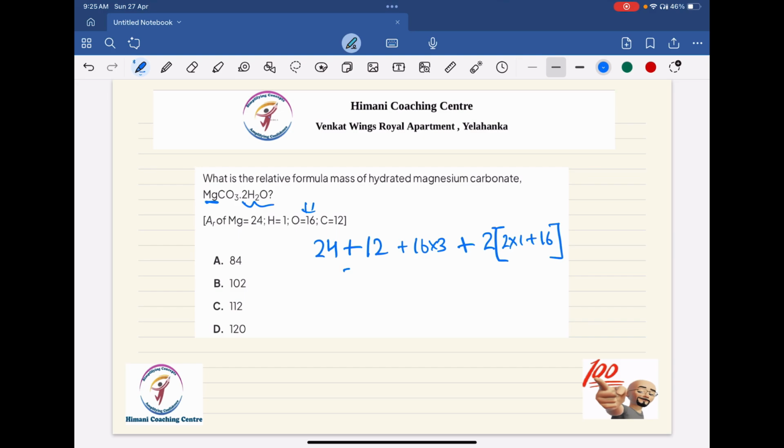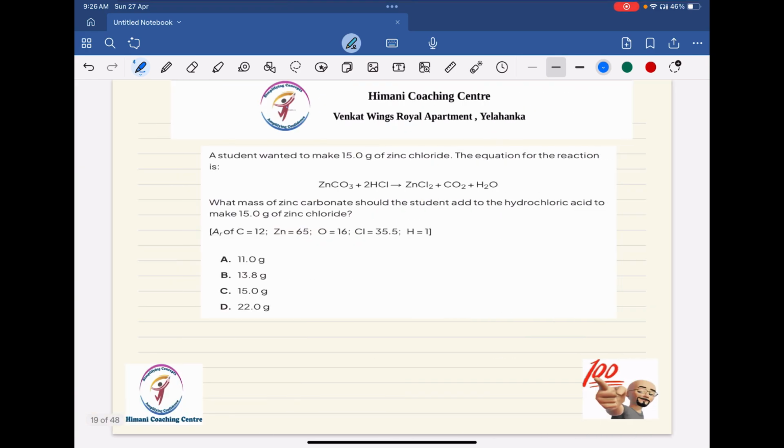So we have 36 plus 48 plus 2 times 18, that is 36. So we have 36 plus 48 plus 36, which is 72 plus 48. So 120, and D is the right answer. Now let us look at this question.